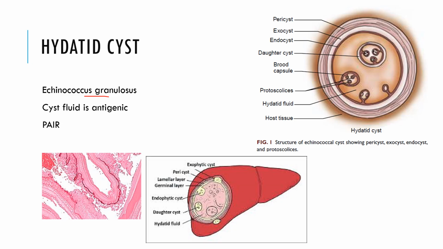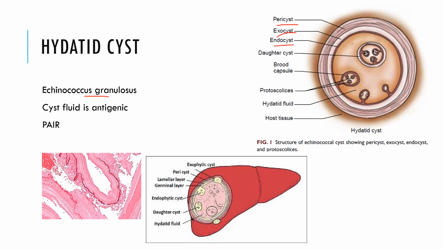It's usually a single large cyst inside the liver. It's a multi-layered, multi-laminated cyst. So there is a pericyst layer, which is the outermost layer. Then there is an exocyst layer and an endocyst layer. Endocyst is the germinal layer, which is producing more daughter scolices and may lead to the spread.